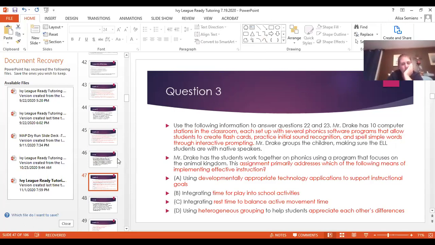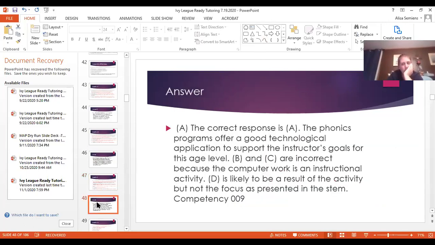All right. So if we said A, we were absolutely correct. The phonics program offers a good technological application to do what? To support the instructor's goal for this age level.